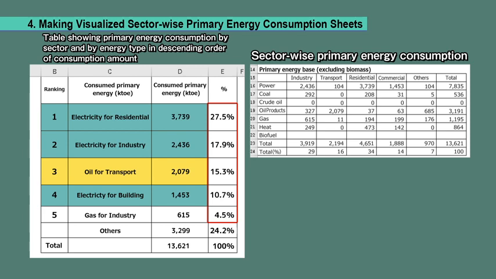The top 5 account for about 75% of the total. Formulating measures targeting electricity for residential, industry, and building would be effective. Focusing on other sectors would not have much impact.